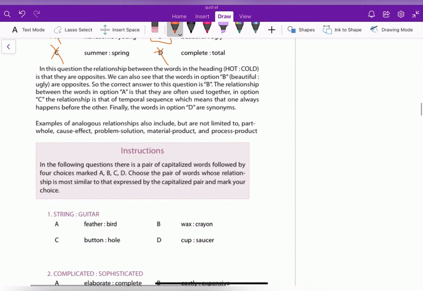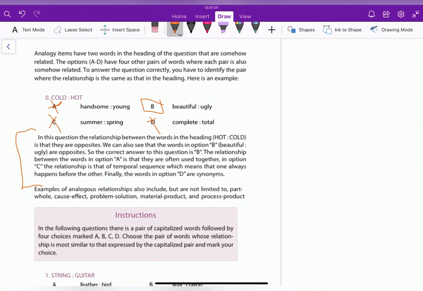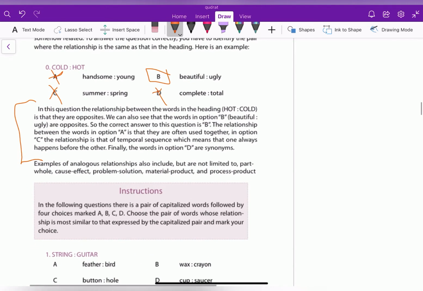Okay, so it says, in this question, the relationship between the words in the heading, hot and cold, is that they are opposites. So yeah, that's exactly what we said. This is basically explaining and justifying their answer, which is what I told you, that they're antonyms, they're opposites. Okay.